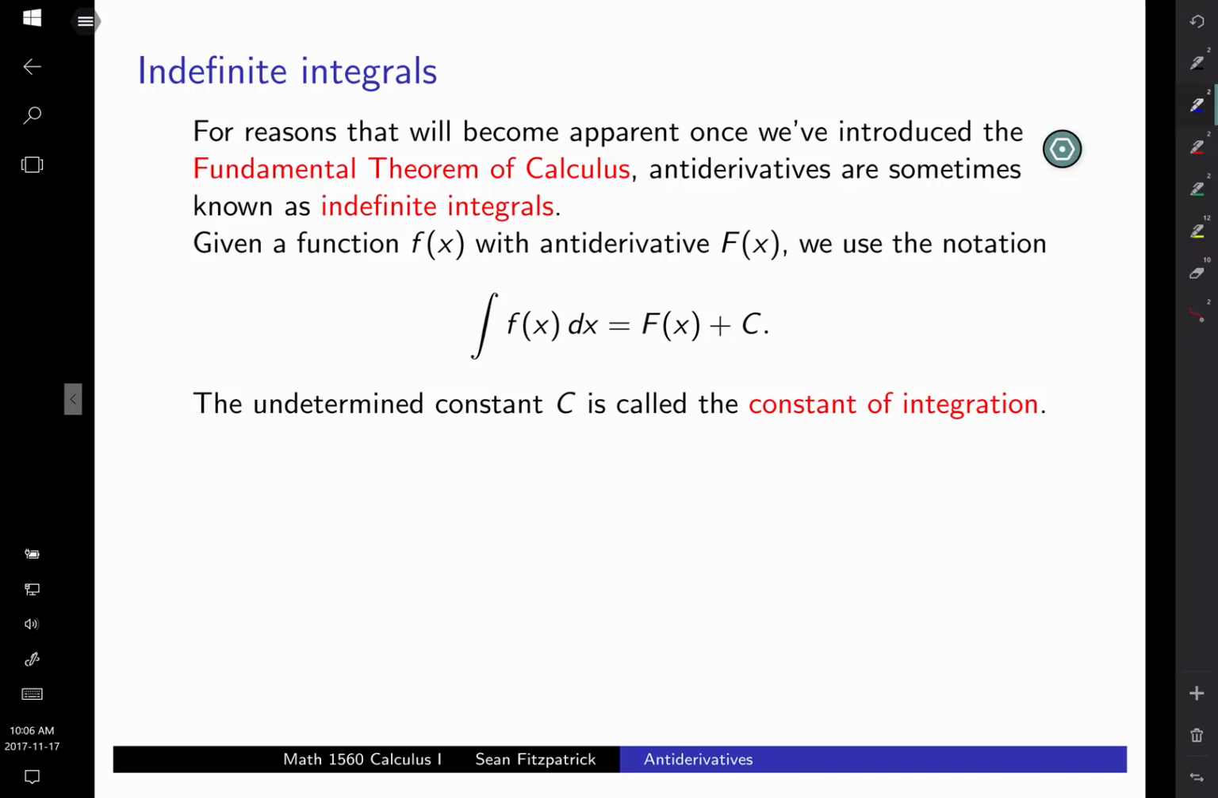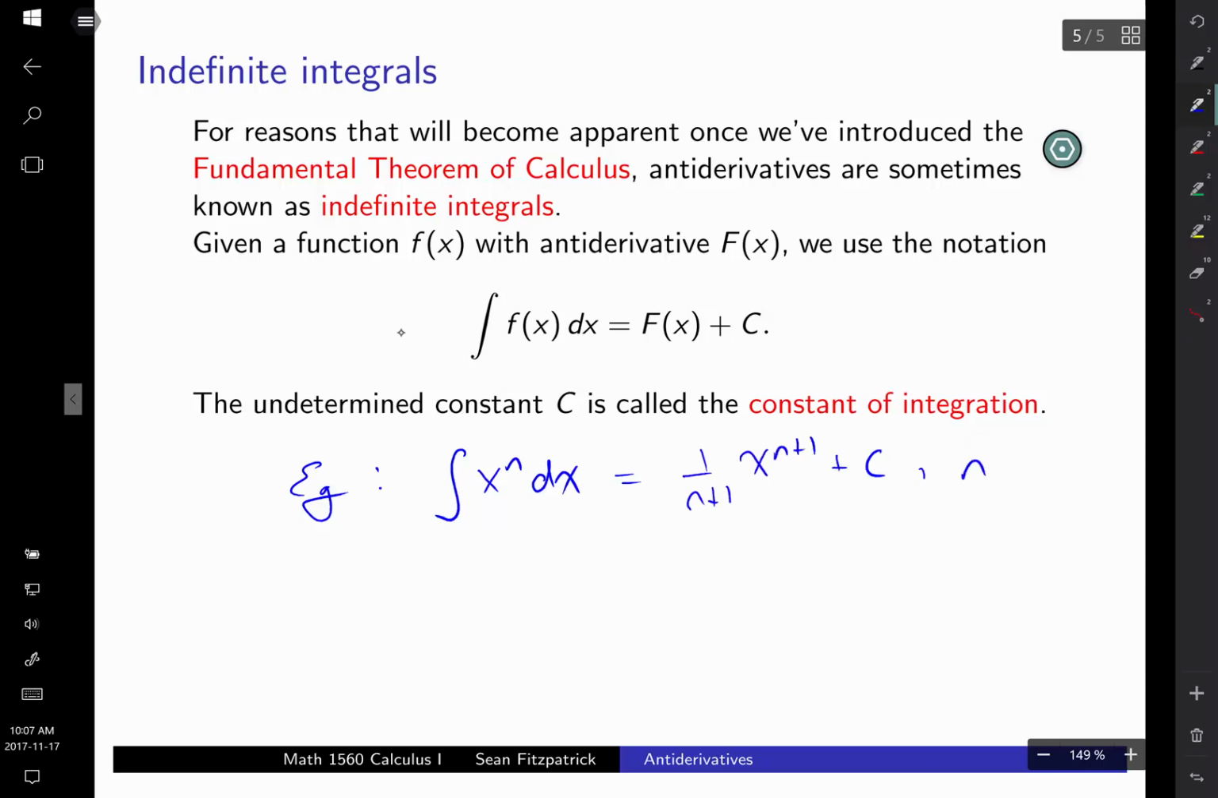The other thing is this makes it a little bit easier to write out some of these antiderivative rules. For example, if I want to tell you what the antiderivative of x to the n is, I can say the integral of x to the n dx is given by 1 over n plus 1, x to the n plus 1, plus our constant, and that's going to work as long as n is not equal to minus 1, and so on. I could do the same thing for any of those antiderivatives that we had on the previous page.